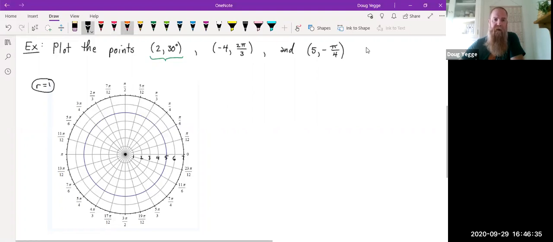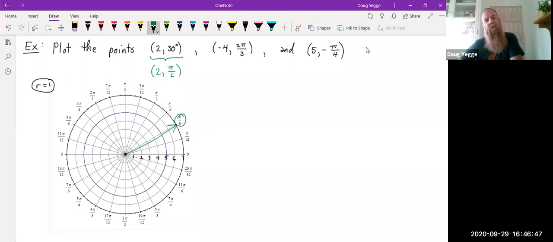But notice that 30 degrees is actually the same as pi over 6. So we change this to the point 2, pi over 6, and now we're going to be pointing in the direction of pi over 6. Only we're simply walking out from the pole 2 concentric circles along pi over 6. So when I look at 2, pi over 6, that point will be here.